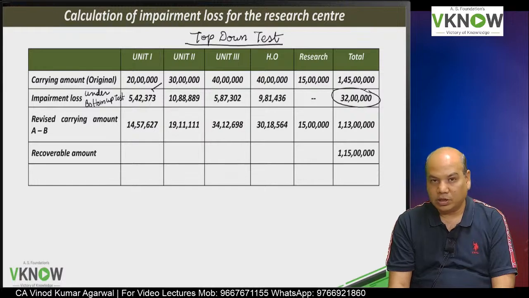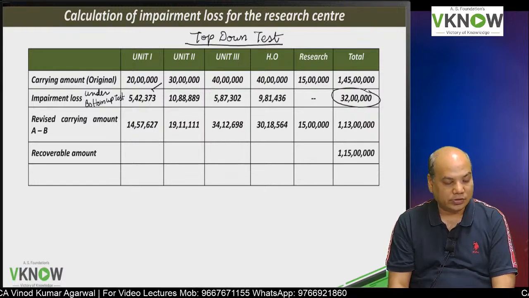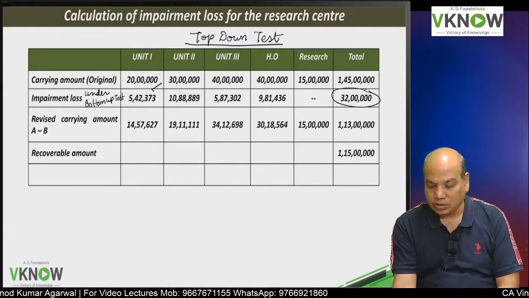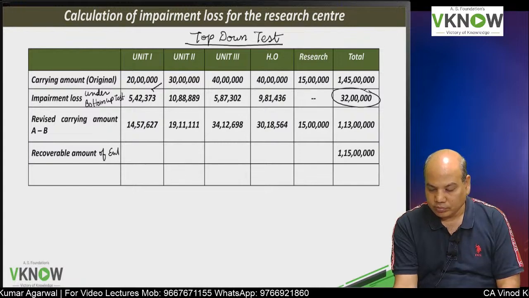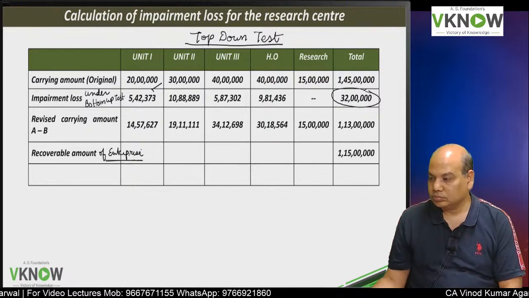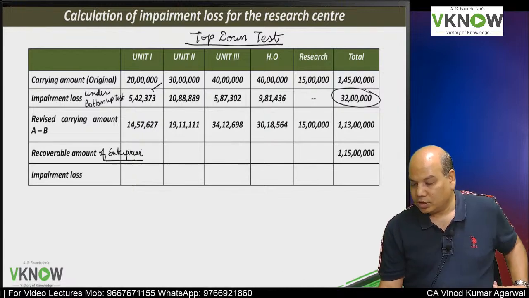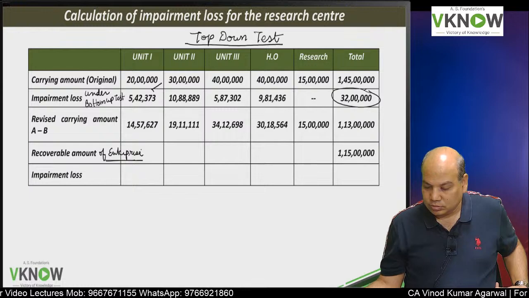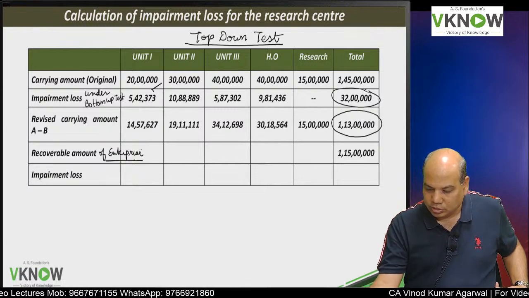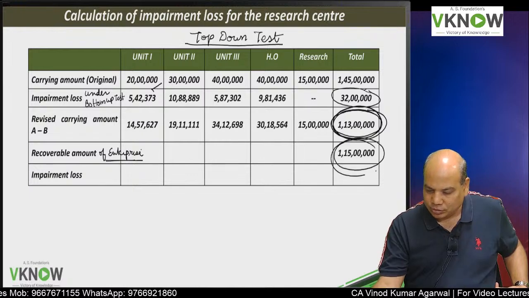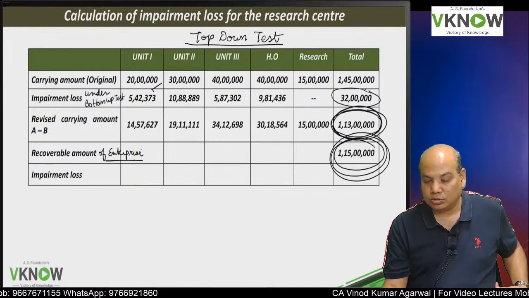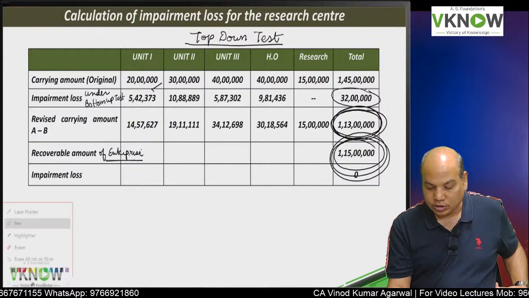Now write down the recoverable amount of the larger CGU, the recoverable amount of the enterprise as a whole, and that is 1 crore 15 lakh. Carrying amount 1 crore 13 lakh. Recoverable amount is more. Impairment loss is not there.